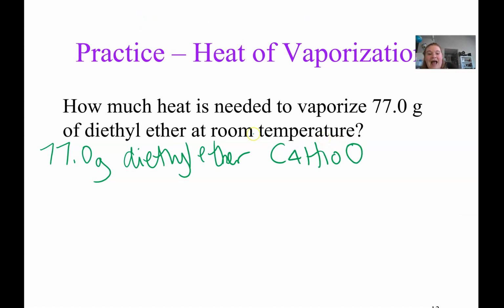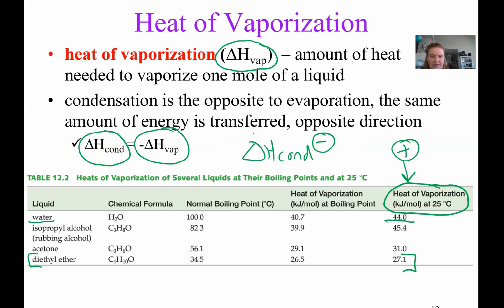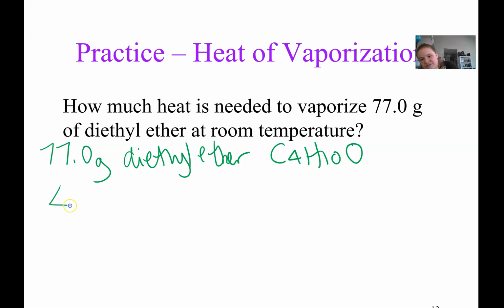heat is needed at room temperature, which is an important point because notice there's a heat of vaporization at boiling point and at 25 Celsius. 25 Celsius is room temperature. So the number we want to use here is 27.1 kilojoules per mole. So my delta H of vaporization is 27.1 kilojoules per mole.